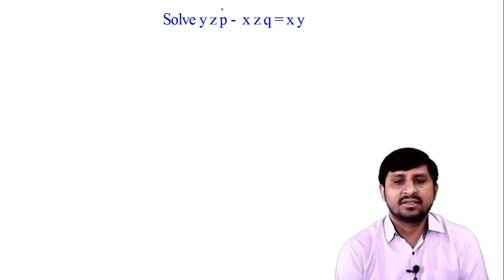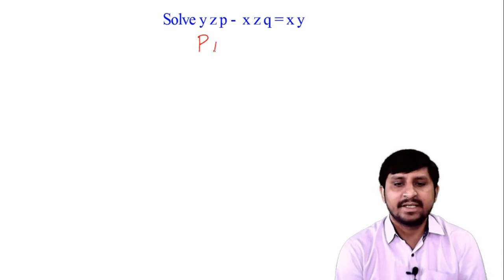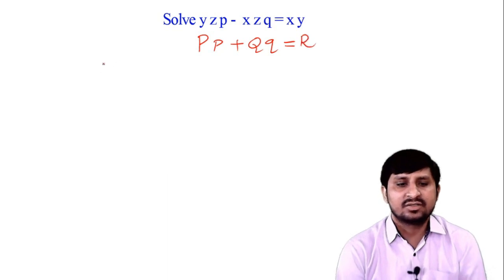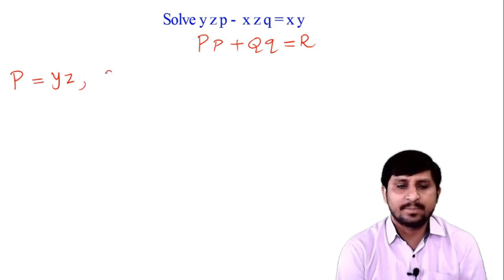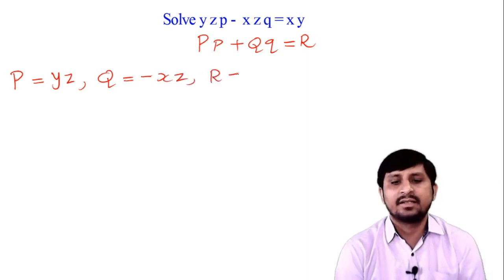Here you can see yzp minus xzq is equal to xy. Compare this equation with capital P into small p plus capital Q into small q equal to R. So capital P is y into z, capital Q is minus x into z, and capital R is x into y.